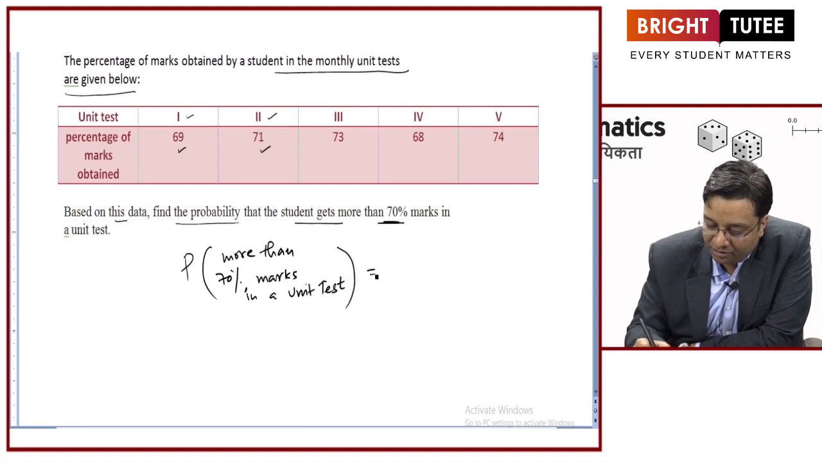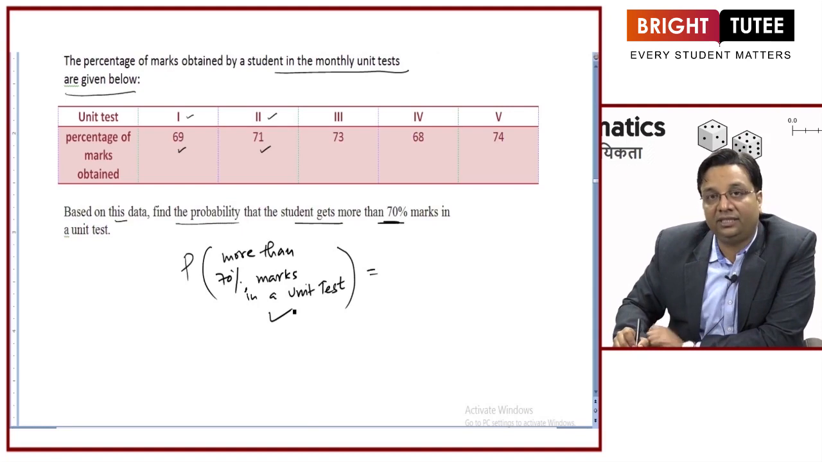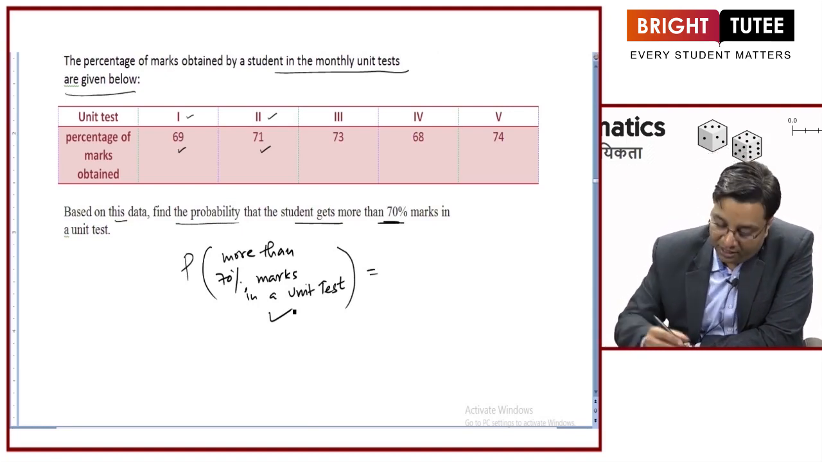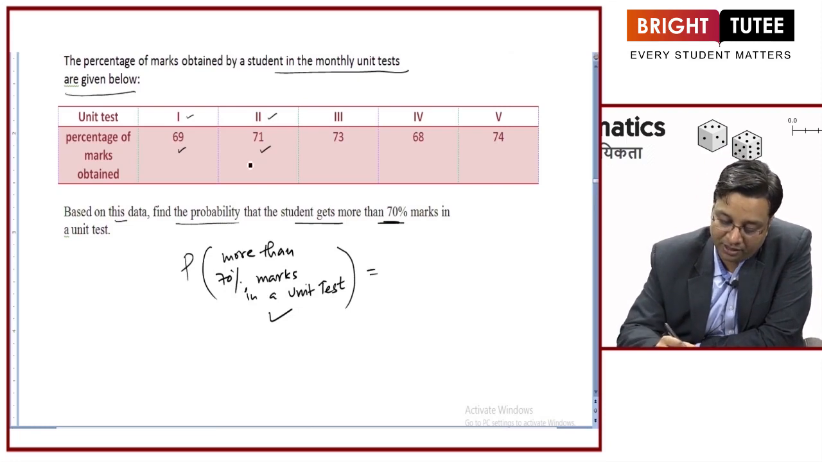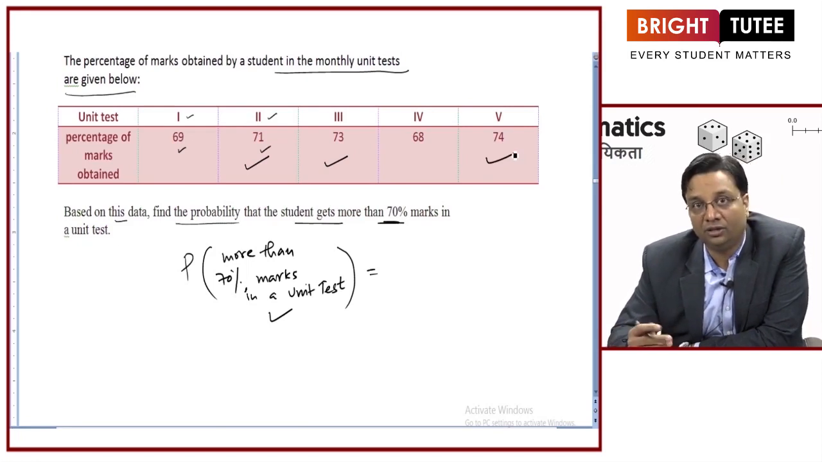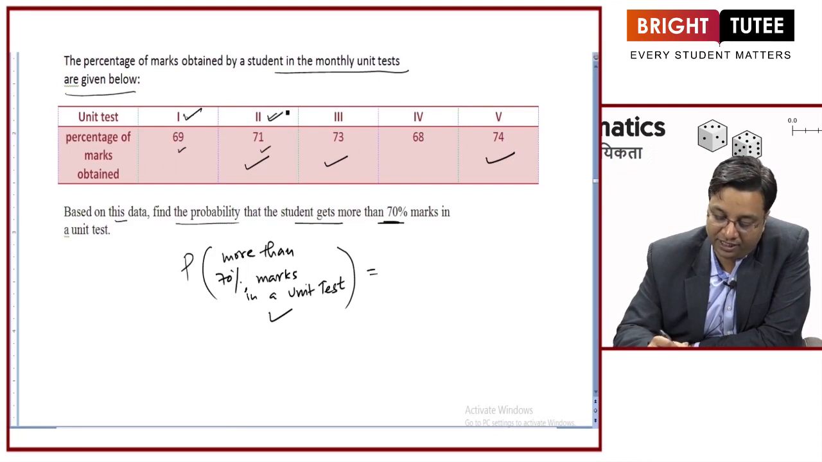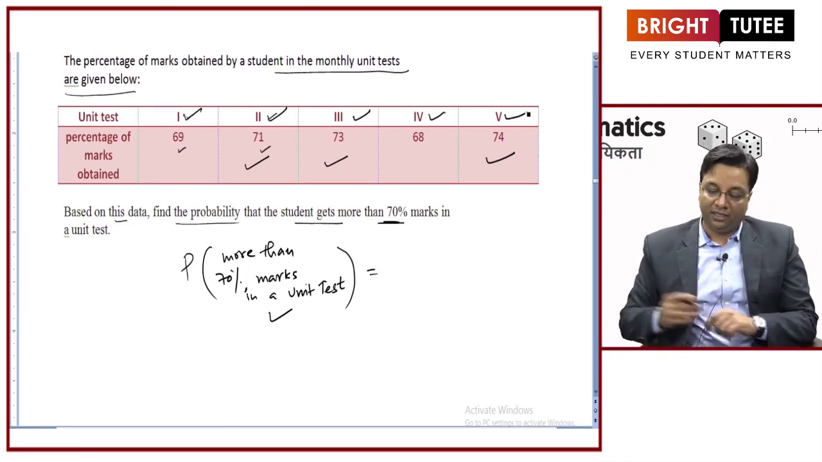Now, how many times did this event occur that the student obtained more than 70% marks? He obtained more than 70% marks in unit test 2, unit test 3, and unit test 5. So, it occurred 3 times out of 5 times he appeared for the test, right?